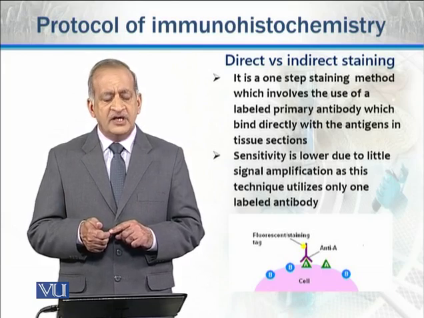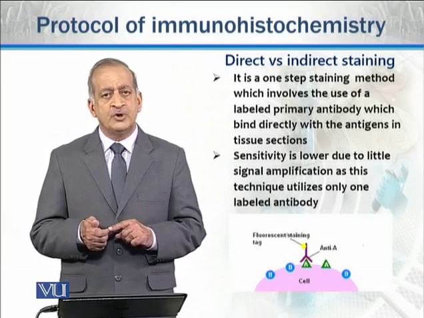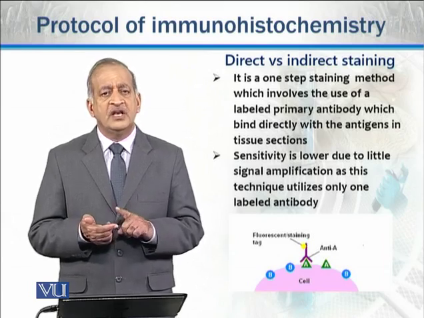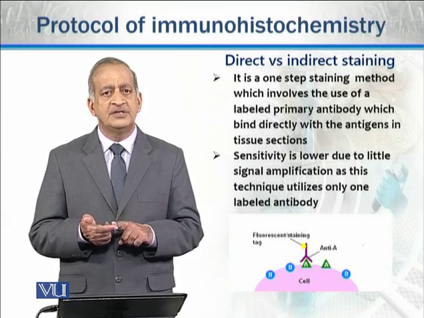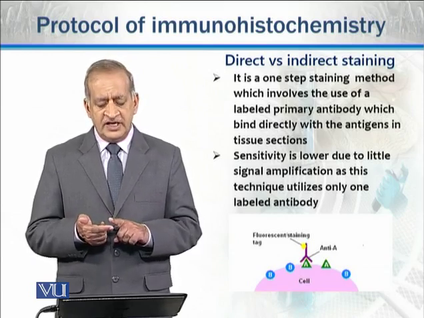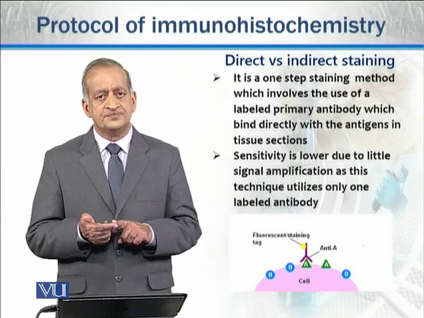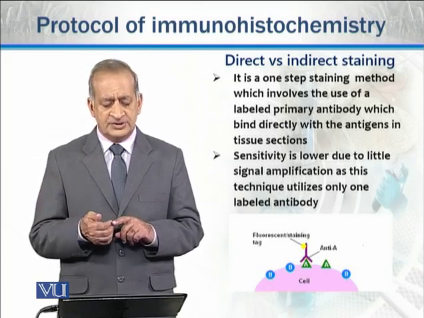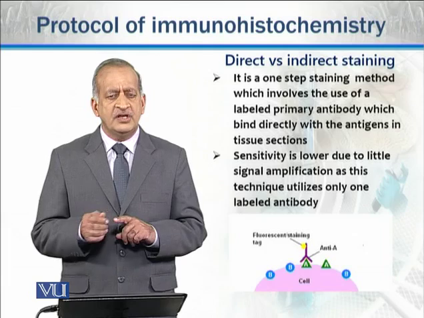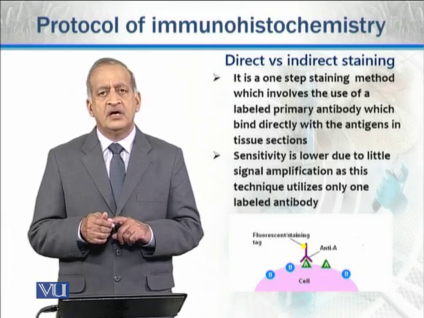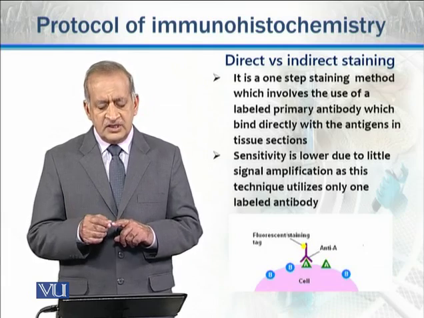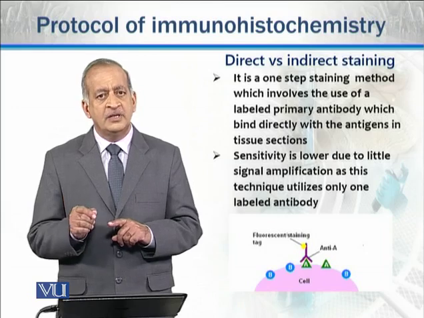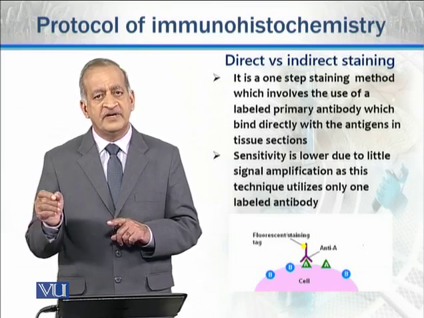Direct staining is one step staining. I am talking about direct staining. It is one step staining as we use a labeled primary antibody. So the labeled primary antibody is used to detect certain molecules in the cells and in the tissues. Here generally sensitivity is lower. The reason is that there is no signal amplification, as only one labeled antibody binds with the respective antigen.